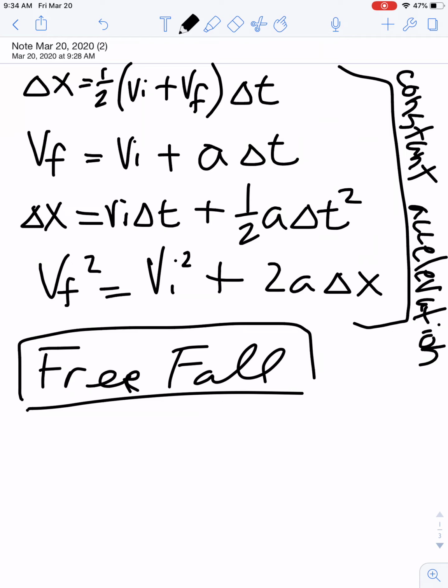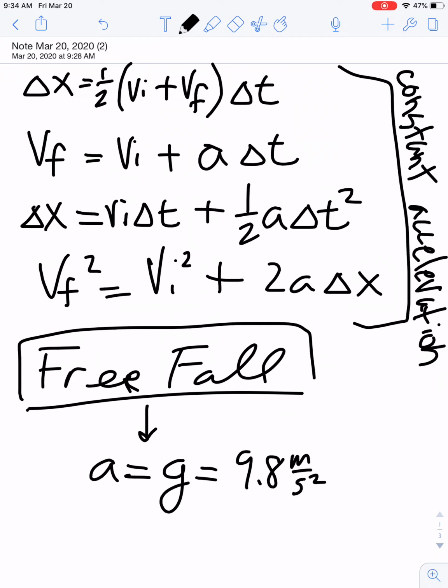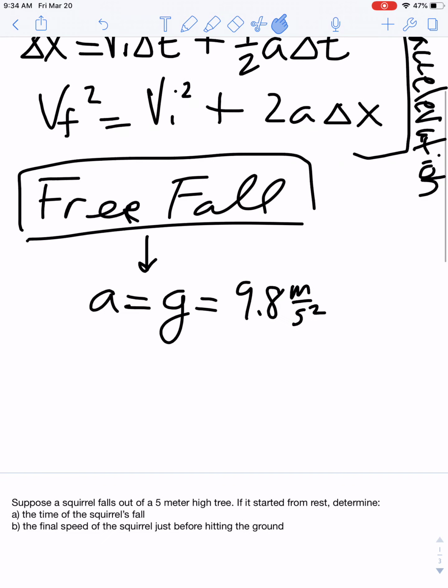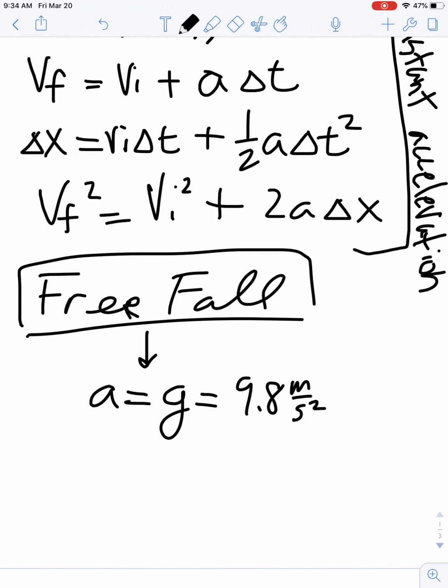So in any case, free fall happens to be a case of constant acceleration. In the case of free fall, the acceleration is the acceleration due to gravity, so we call it g, and it is 9.8 meters per second squared. And what that means is that for a falling object, as it falls, it will pick up speed at a rate of 9.8 meters per second for every 1 second that it falls. So if it's fallen for 1 second, it's moving at 9.8. If it's fallen for 2 seconds, it's moving at 19.6. If it's fallen for 3 seconds, it's moving at 29.4, and so forth.